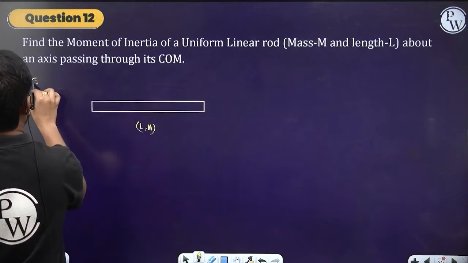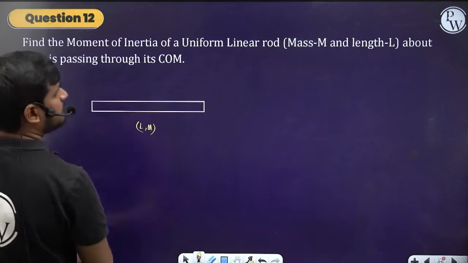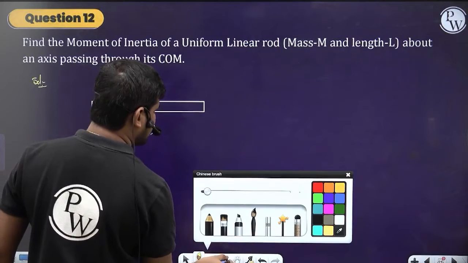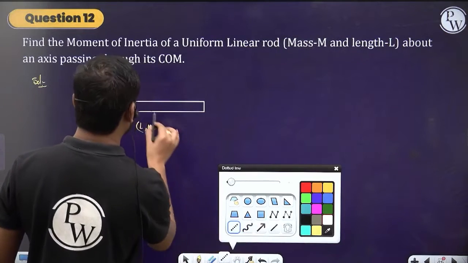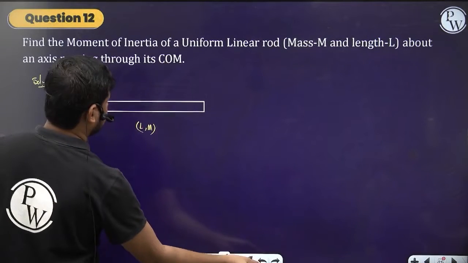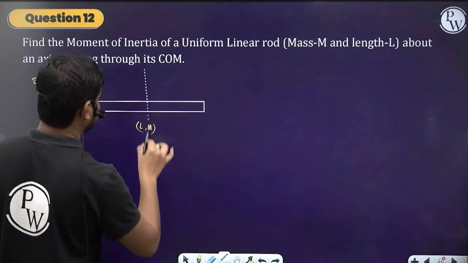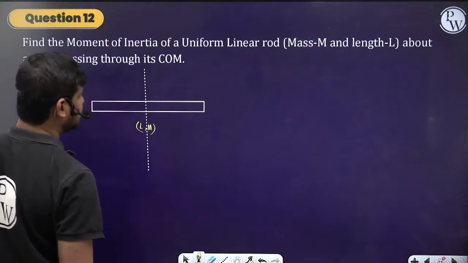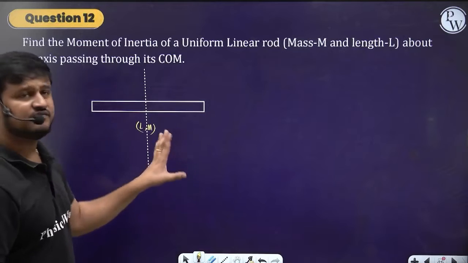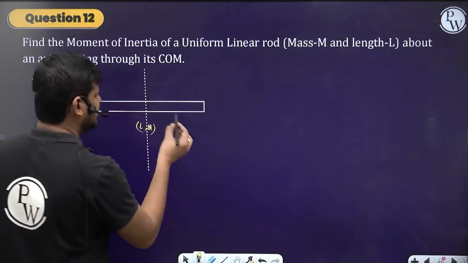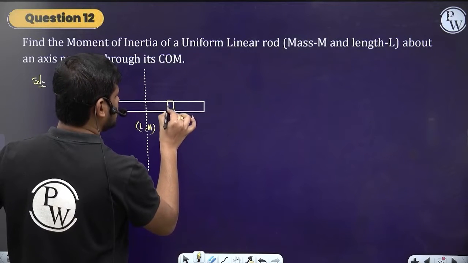So now we have to find the moment of inertia about an axis passing through its center of mass. Its center of mass is here, so the axis passes through its center of mass like this. Let's say we don't know this formula. Actually students remember the formulas, but let's derive this one. The remaining you can just remember.